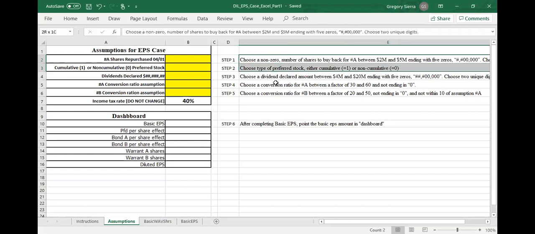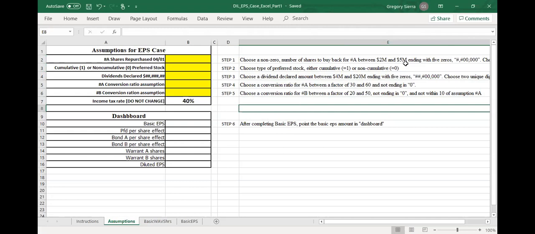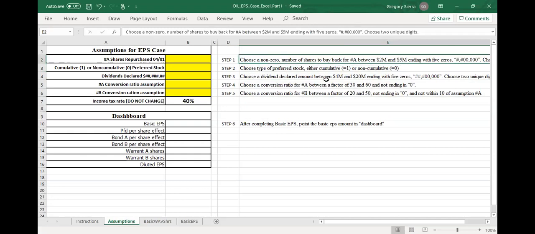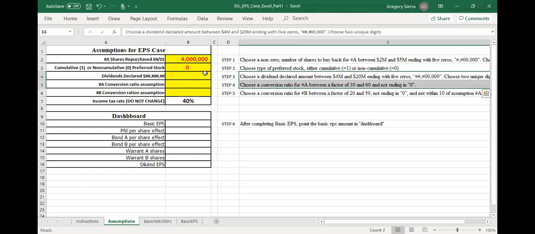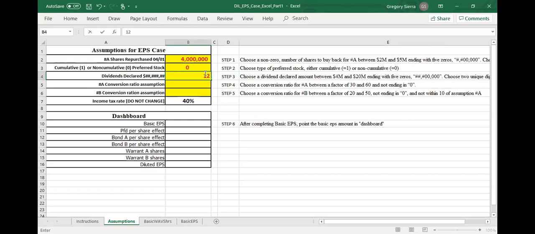All right, so you have your assumptions here, which force you to pick different kind of numbers. I'm just going to use the round numbers because these are assumptions that you cannot use. Okay, so we'll start with, actually I'm going to start with 4 million shares repurchased. I'm going to go ahead and do non-cumulative because that's a little more interesting. Let's see, dividends declared between 4 and 20. Let me choose 12 million.